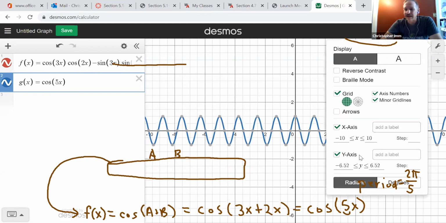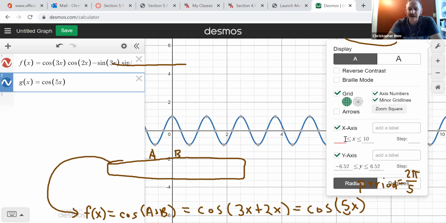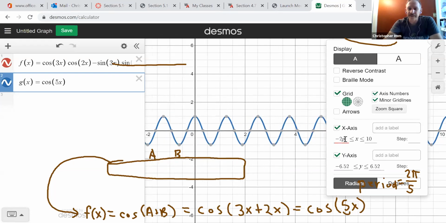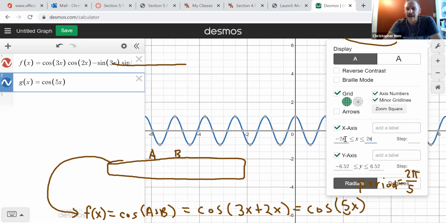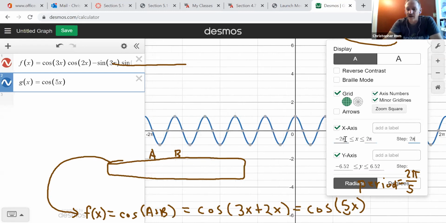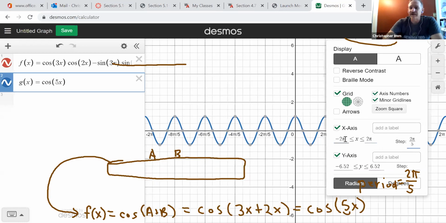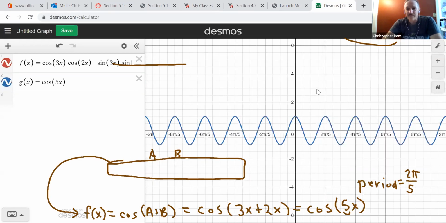And so if I switch this up just a little bit, I'm going to go over here and maybe switch my axes up a little bit. Let's see, I really want the x-axis to be switched here. So maybe go from negative 2 pi to 2 pi. And let's do it in steps of the period. So let's just do 2 pi over 5 for a period. And so now that we've reduced that, you can sort of see what's going on there.